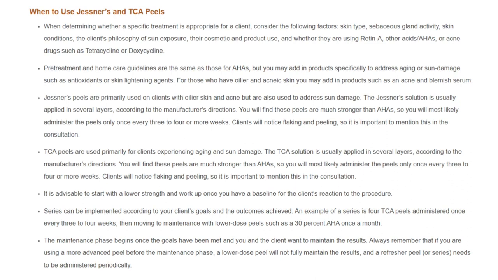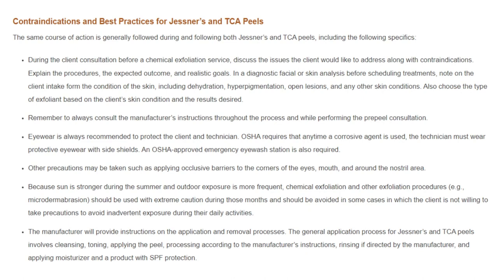The maintenance phase begins once the goals have been met and you and the client want to maintain the results. Always remember that if you are using a more advanced peel before the maintenance phase, a lower dose peel will not fully maintain the results, and a refresher peel, or series, needs to be administered periodically.